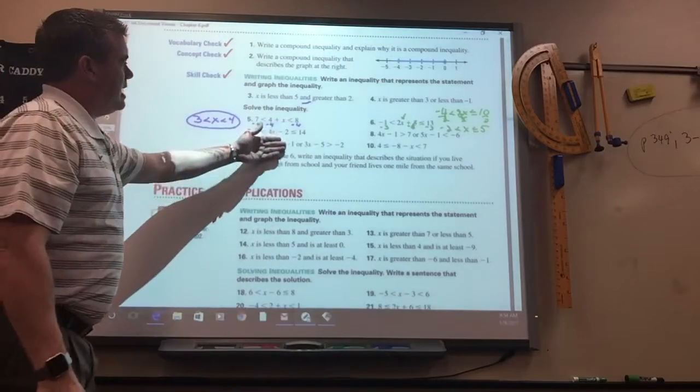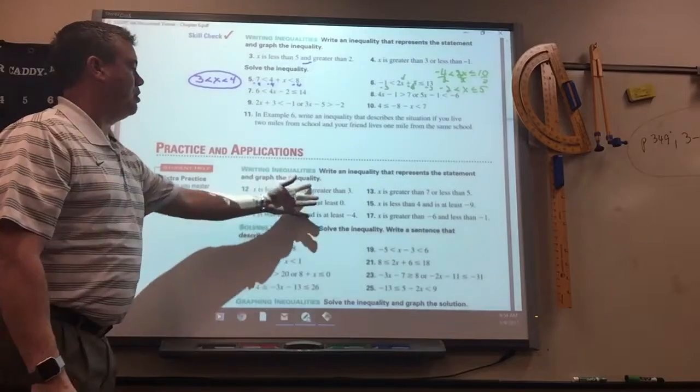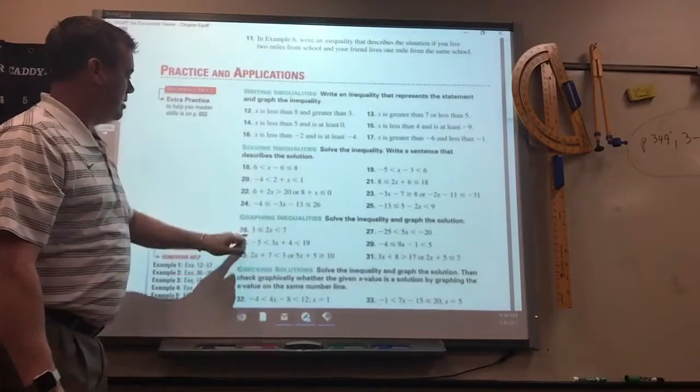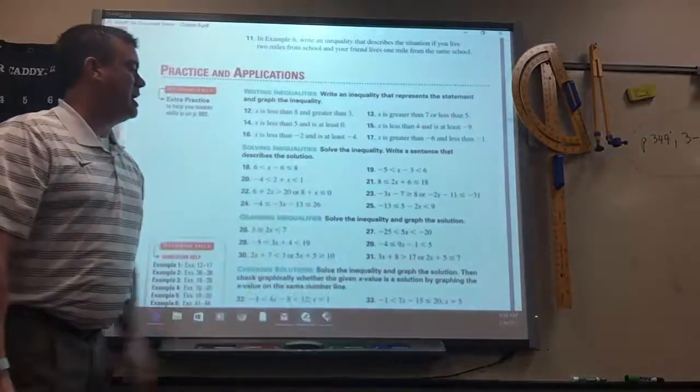So again, just up to 10. Here you just write them out. You don't need to solve them because they're already solved. And then 26 to 31, you solve them and graph them.